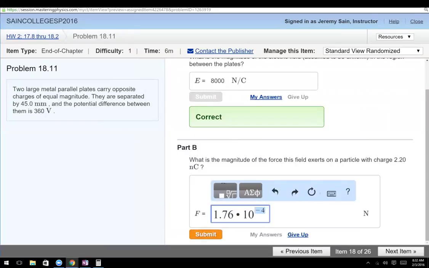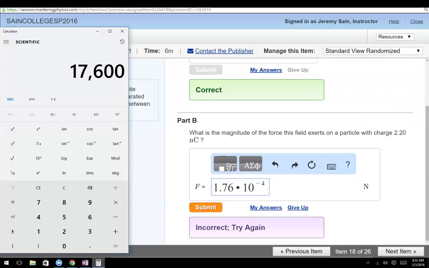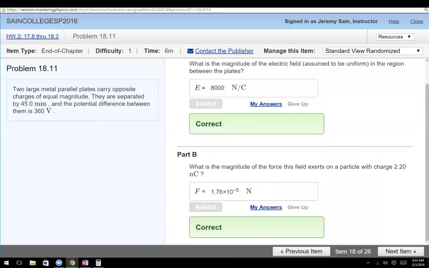View somewhere else. Magnitude of force on a particle. So, did I get my decimal in the wrong place? So 8,000 times 2.2. That's right. No, sorry, that's 10 to the fourth. So this would be 10 to the minus fifth. Apparently I can't do arithmetic right. But yeah.